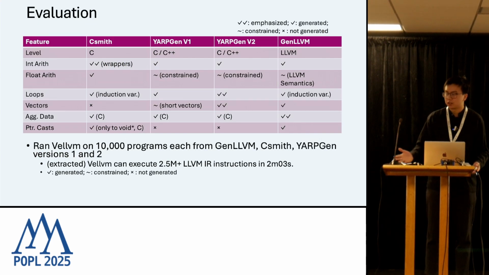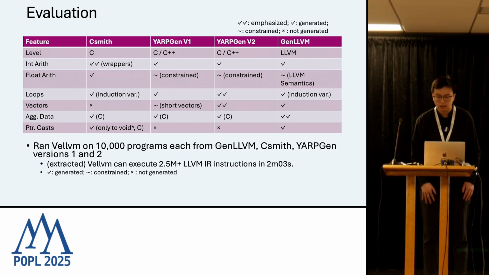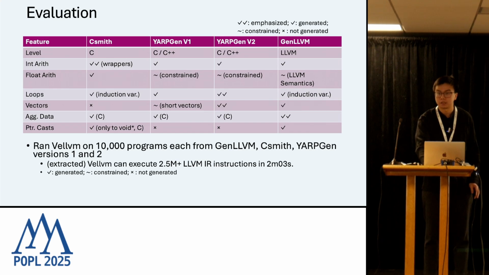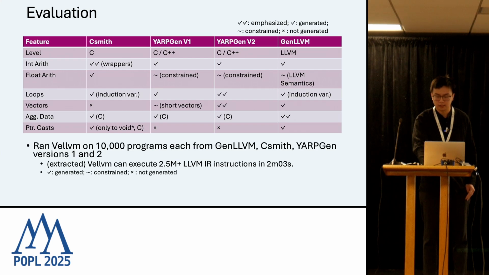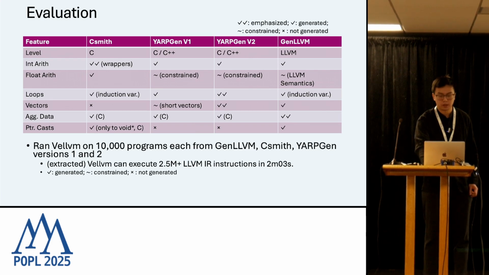There are many state-of-the-art generators, so a natural question is why don't we just use one of them? Well, CSmith and YARPGen actually generate C programs that have to be compiled down to LLVM, and we think that this process can introduce bias in the generated LLVM code, and some instructions may not be well exercised. We've evaluated this hypothesis in GenLLVM as a whole by generating 10,000 programs using each of these generators and comparing the distribution of the LLVM syntax use.